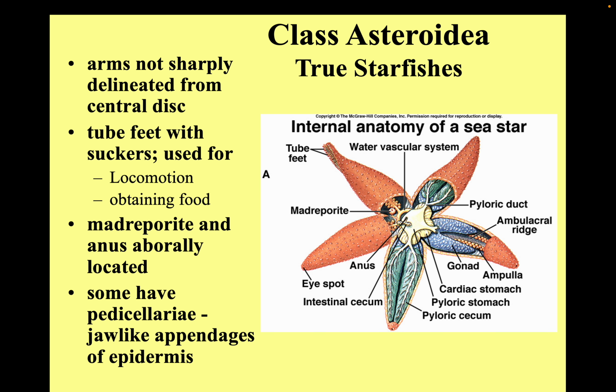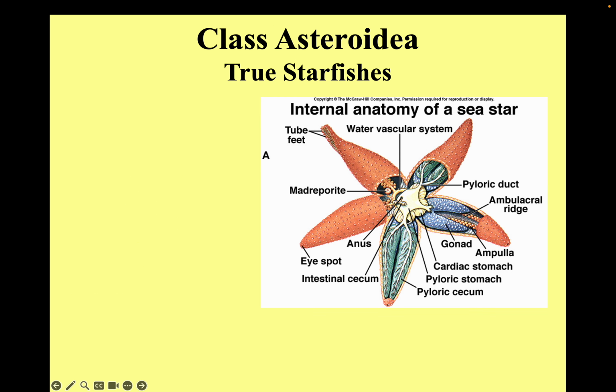The madreporite and anus are found on the aboral surface of the animal, and some of them have structures called pedicellariae, which are jaw-like appendages on the epidermis. In this picture, you can see the opening of the water vascular system opening towards the aboral surface, as well as the anal pore, the anal opening.